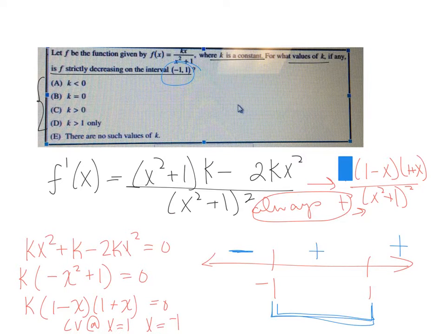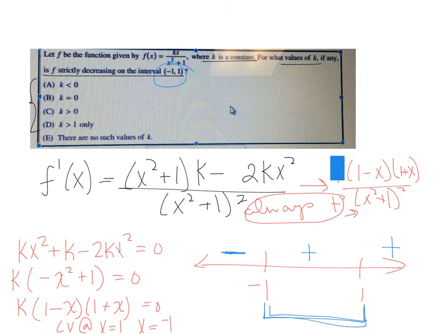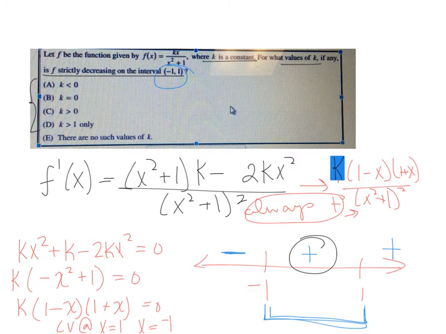Okay, so the question is for what values of k will this interval be strictly decreasing? Right now this interval is strictly increasing. So if k is negative, if k is less than 0, will this interval change to decreasing? Yeah, because let's say we plug in 0, which is in between negative 1 and 1. If we plug in 0, that's positive, that's positive, that's positive. If this guy's negative, he's going to make the whole thing negative.